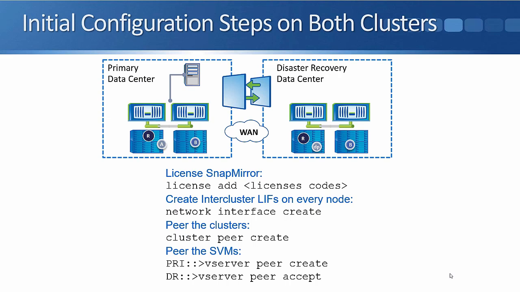Okay, let's look at how we're going to configure this. So we need to do the initial configuration steps. We covered this in an earlier lesson. So license add to license SnapMirror on both clusters. Then we also need to configure intercluster logical interfaces on every node in both clusters. After we've done that, we can then peer the clusters. We also need to peer the SVMs as well.